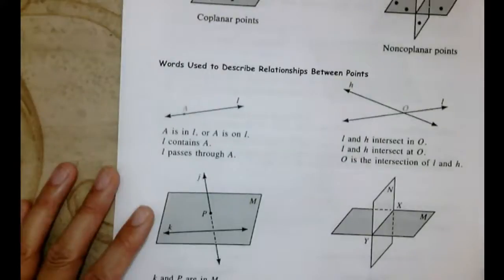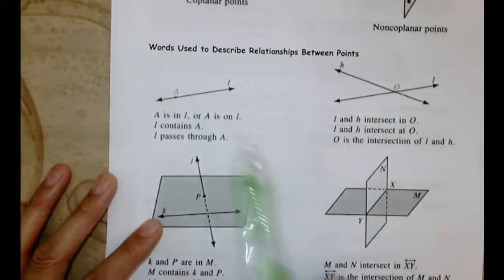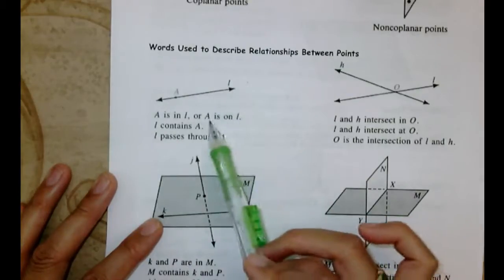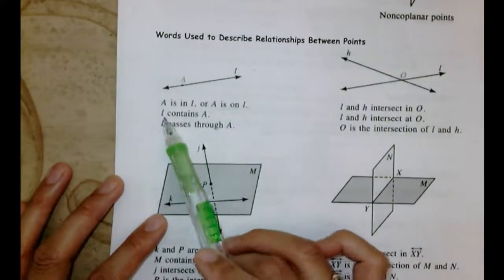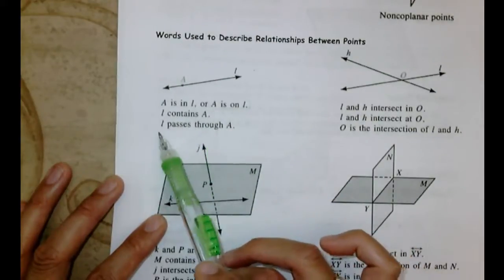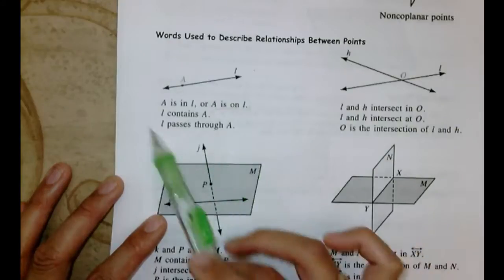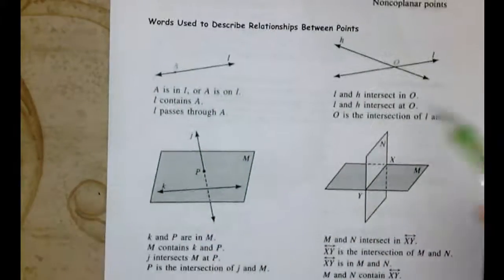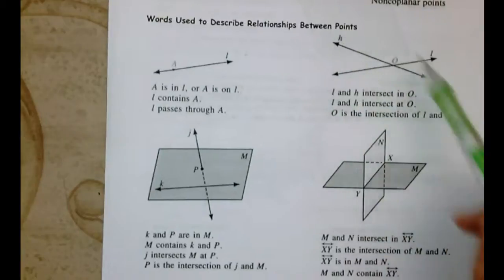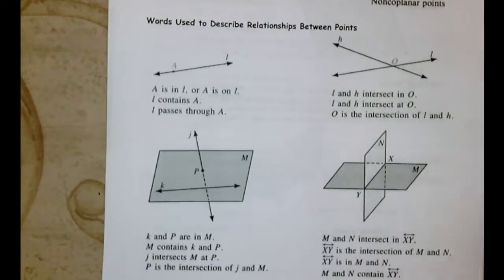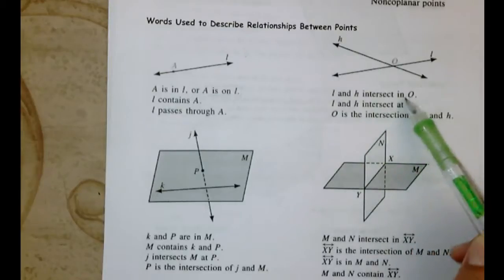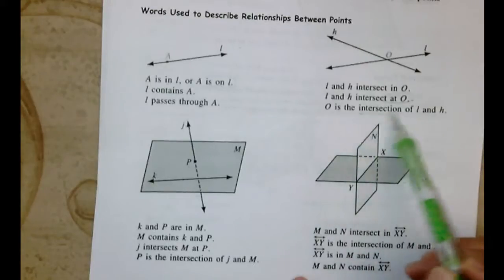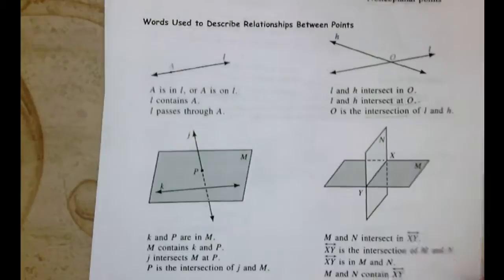Words used to describe relationship between points. A is in line L, or A is on line L. I think on is a more common term to use. L contains point A. L passes through A. These are all ways that we describe these two relationships of line L and point A. Line L and line H intersect at O. L and H intersect at O or in O. I think at O is a more common way to use it, okay? O is the intersection of line L and line H.